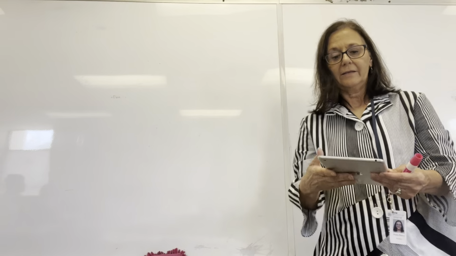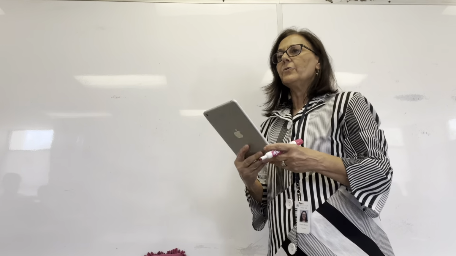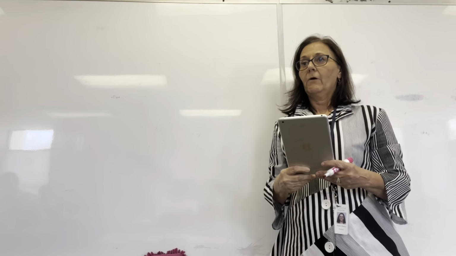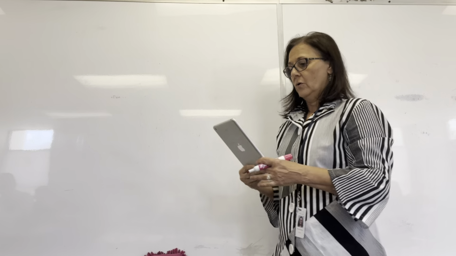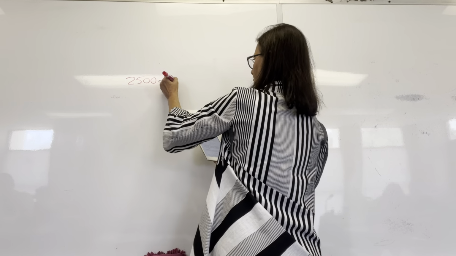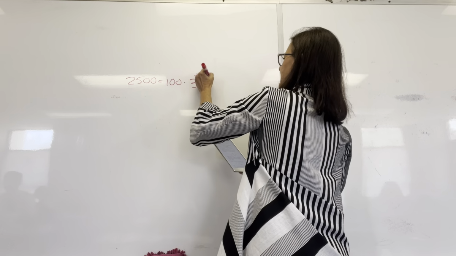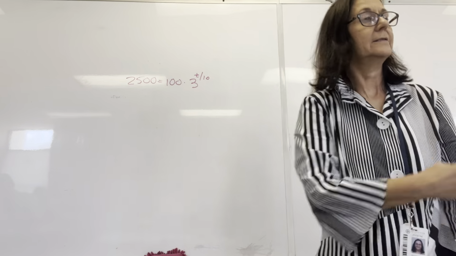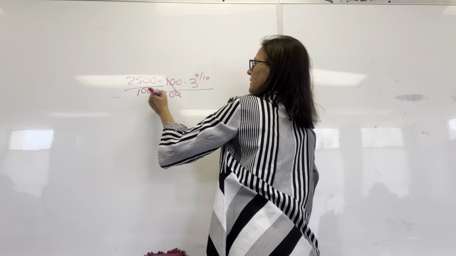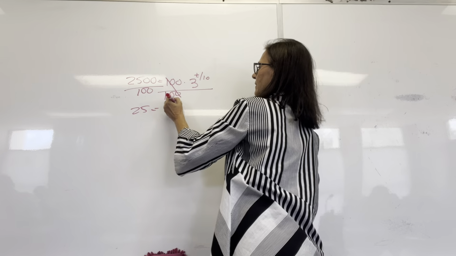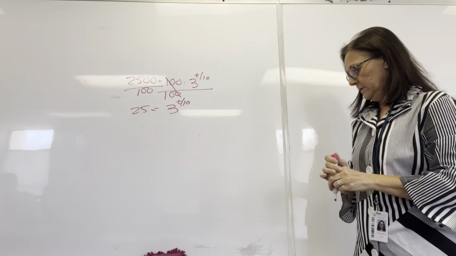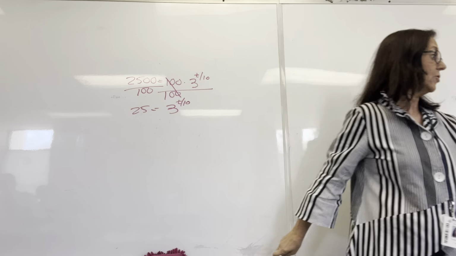Now look at 51B. What do I do when it says, when will the population reach 2,500? 2,500 equals 100 times 3 to the T over 10. How do I solve this? Divide by 100, that's what we begin with. It's 3 raised to the T over 10. How do I solve? Logs.